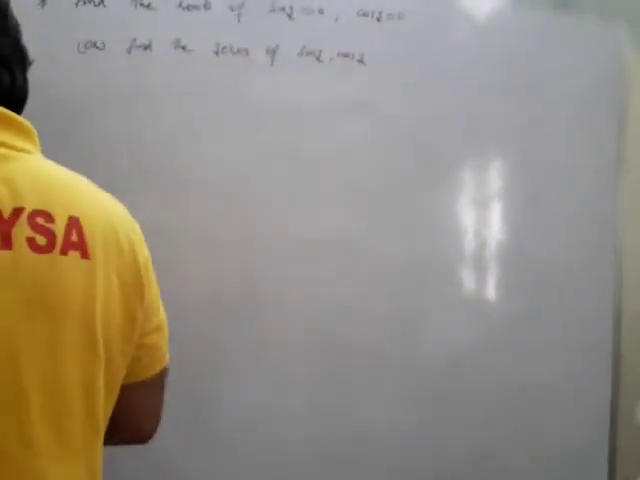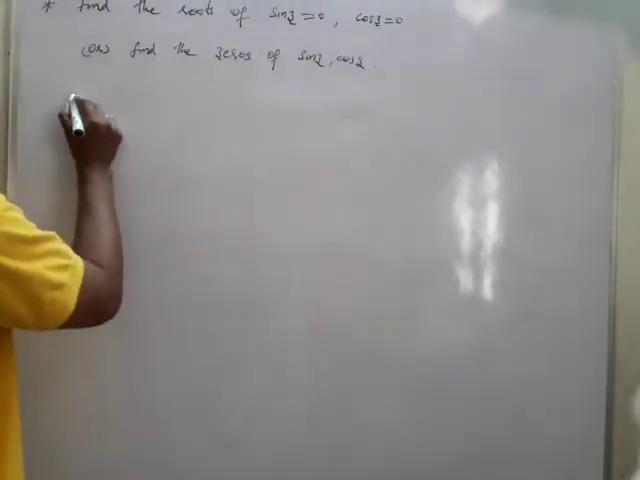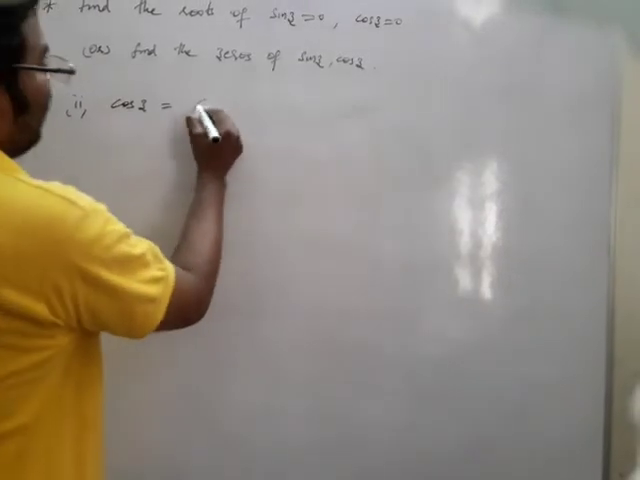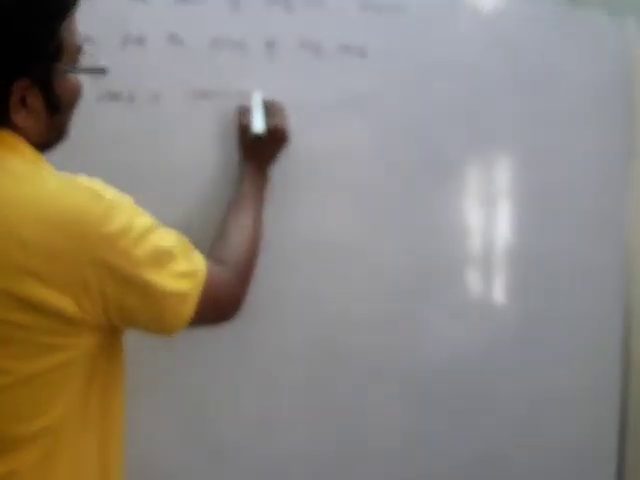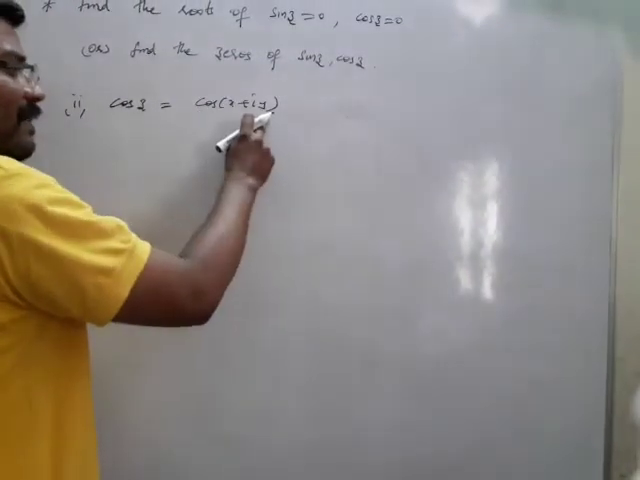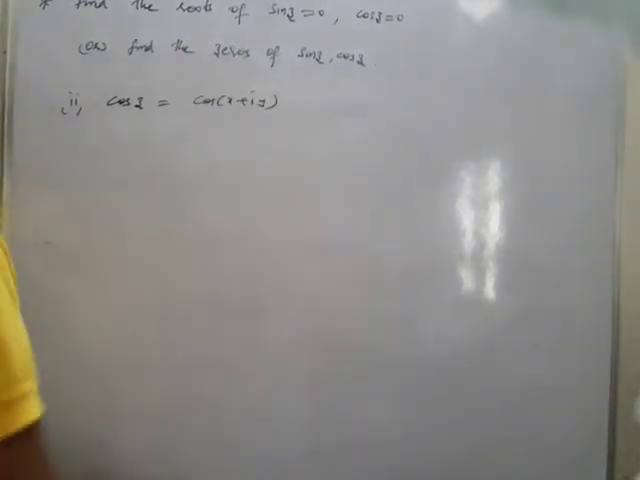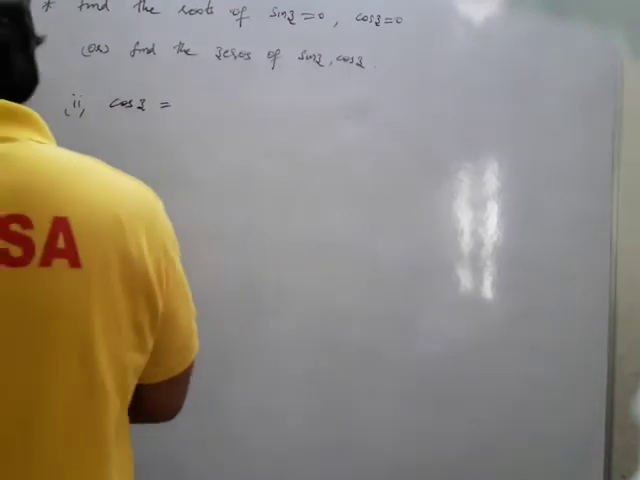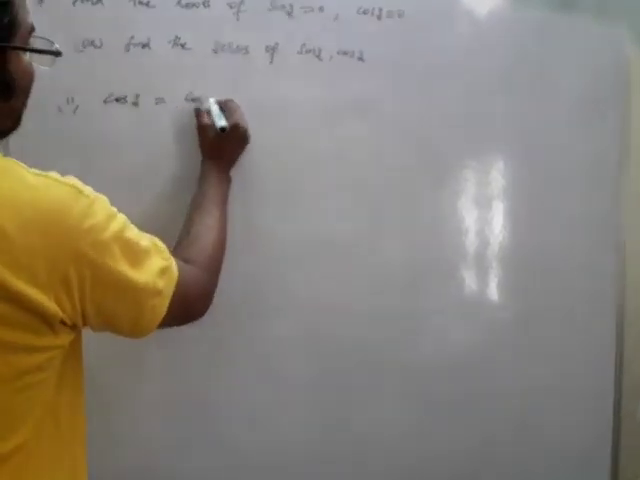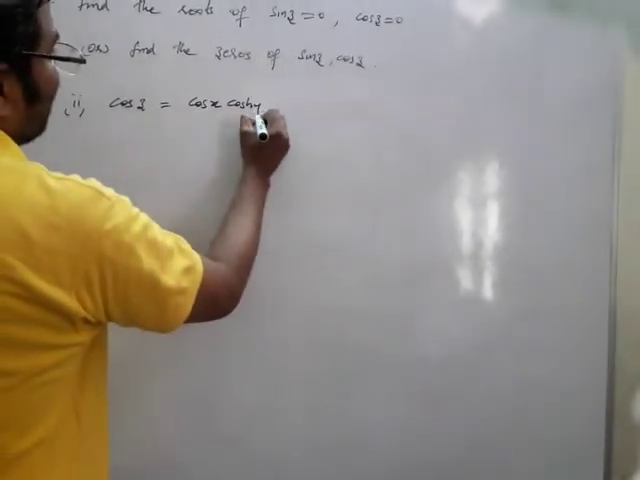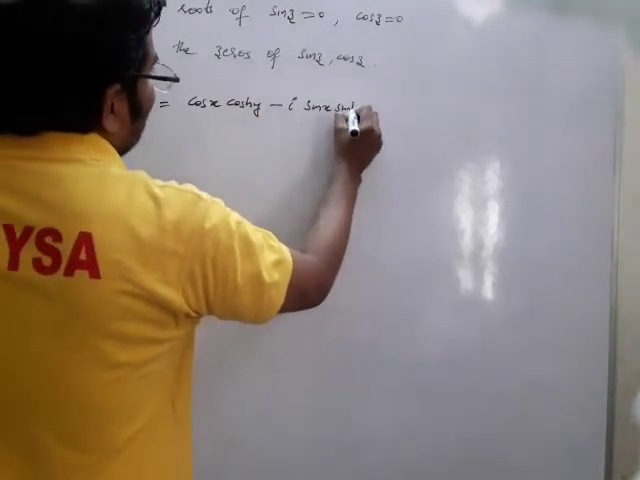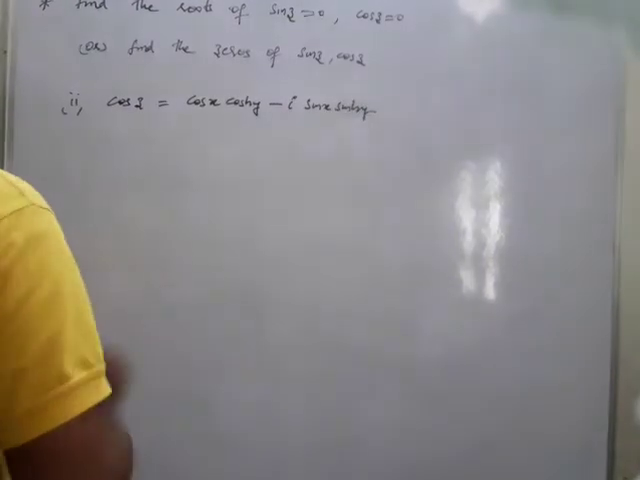What is the cos z now? The second one. Cos z is nothing but, again you have to do cos(x + iy), and you can write cos a cos b minus sin a sin b. So I am writing directly the value which we get after finding all those values: cos x cosh y minus i sin x sinh y.